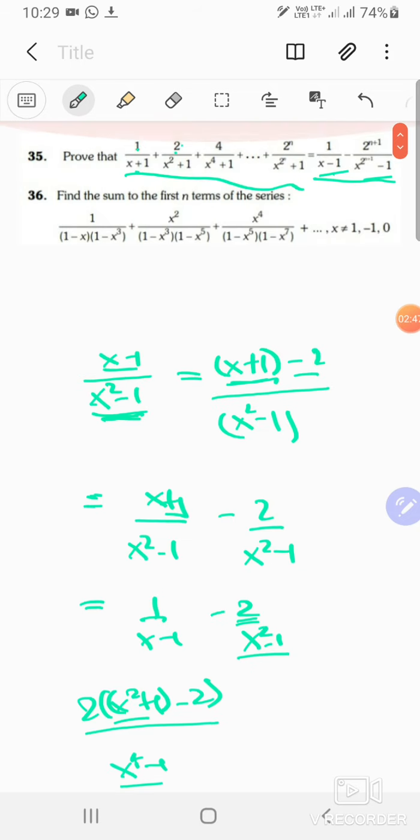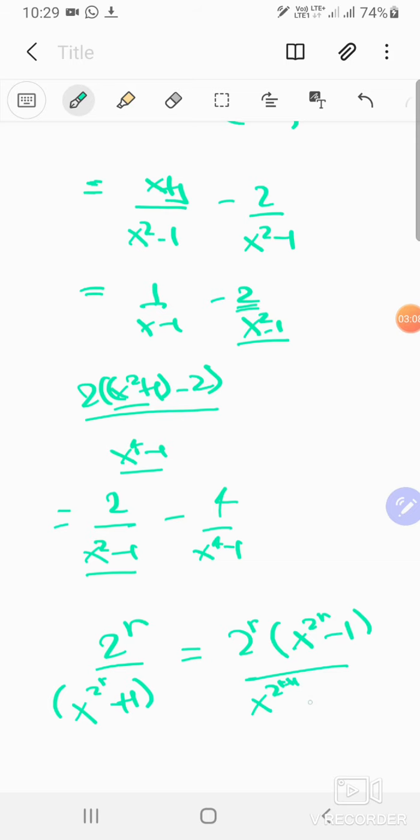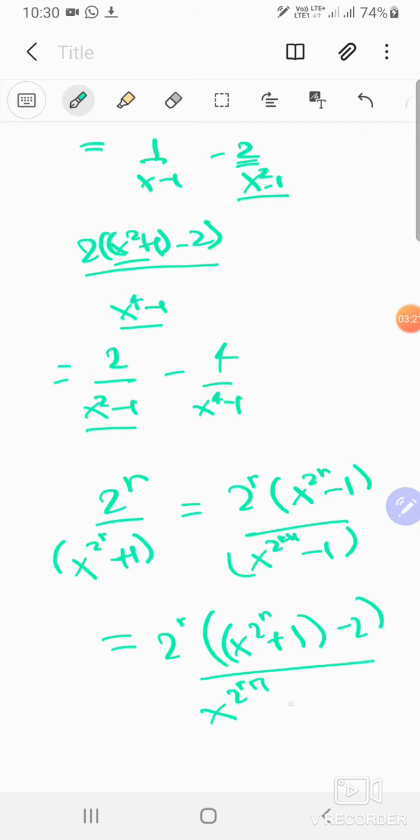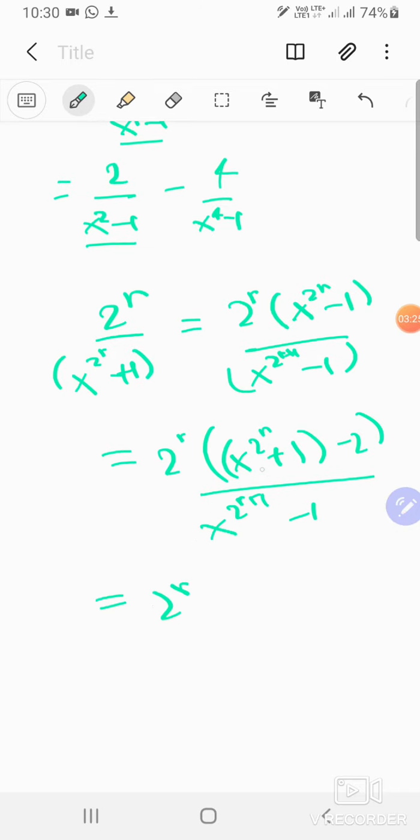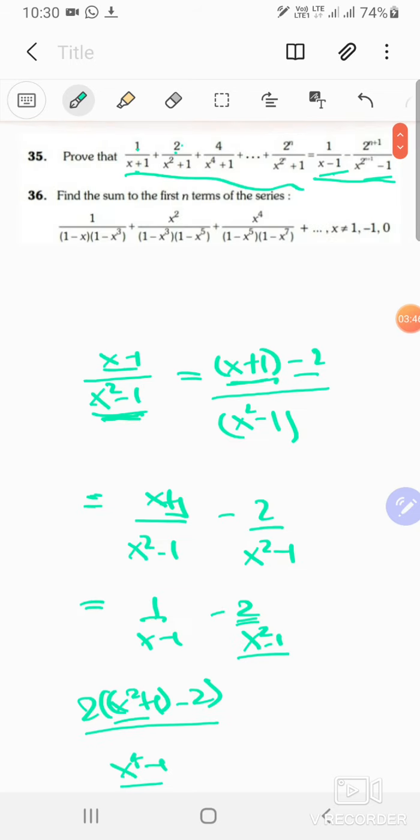So in general, if you have any general term, say 2 to the r upon x to the 2 to the r plus 1, sorry, x to the 2 to the r minus 1, we are going to write it as 2 to the r into x to the 2 to the r minus 1 upon x to the 2 to the r plus 1 minus 1. Okay, cool. But then that thing can be written as 2 to the r times x to the 2 to the r plus 1 minus 2 upon x to the 2 to the r plus 1 minus 1. So that is 2 to the r upon x to the 2 to the r minus 1, because one of these factors gets cancelled, then minus 2 to the r plus 1 upon x to the 2 to the r plus 1 minus 1. So you can see that both of these expressions are symmetric and that they are in a difference. So that means that this series can telescope very easily.